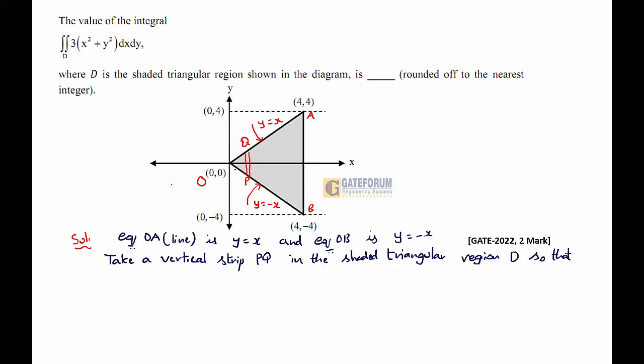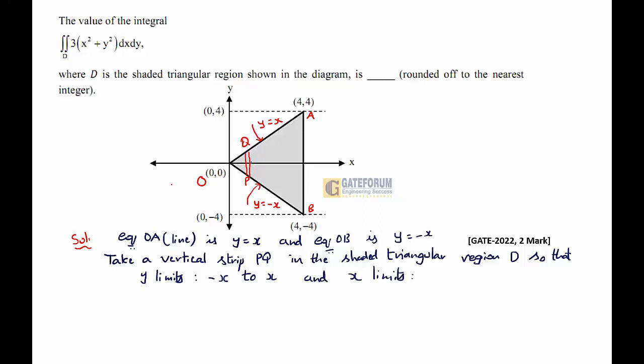When we consider a vertical strip, first integrating with respect to y, then with respect to x. So in this vertical strip, at least one of the y limits is in variables and x limits are constant. We know that concept. Okay. So y limits, the strip starts from P and ends at Q. So P lies on OB, Q lies on OA, so the y limits are minus x to x and the x limits are constant limits.